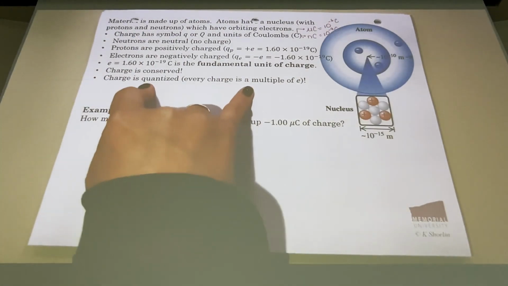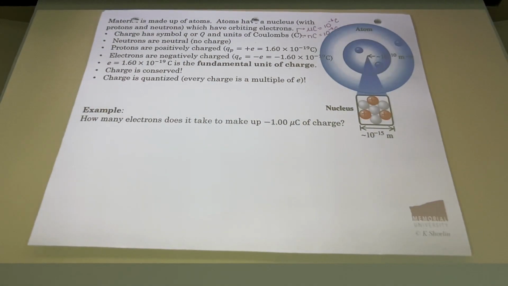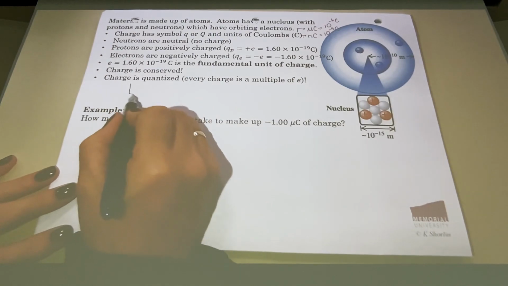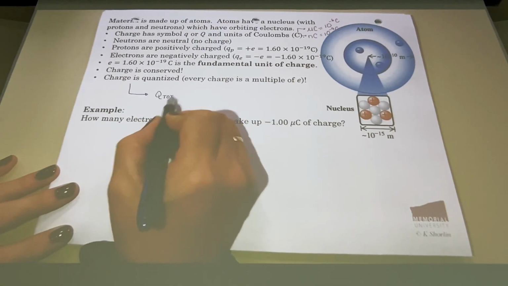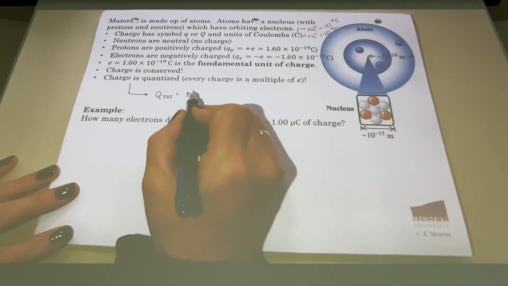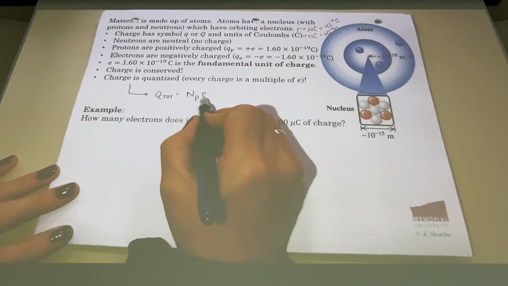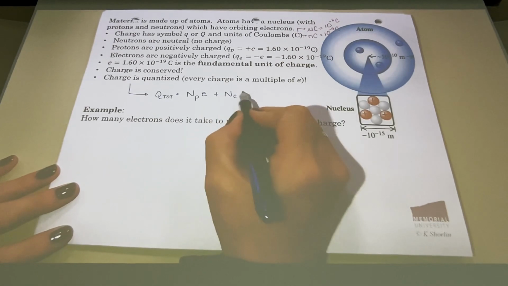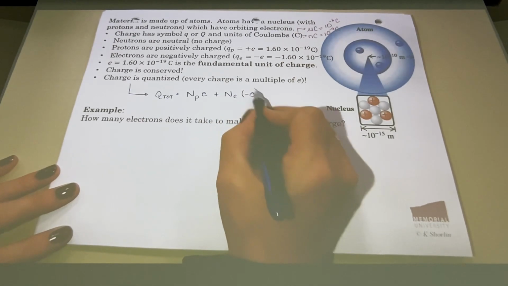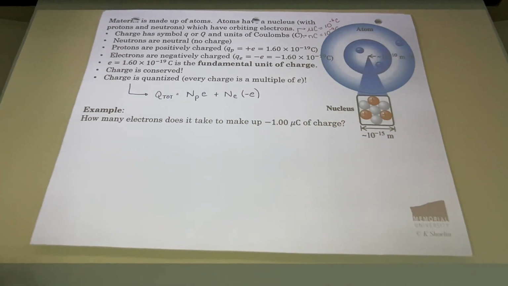So to put an equation with this bit that charge is quantized, this is not something we're going to use a whole lot. I might have one question on the assignment. We would say that total charge is the number of protons times the charge on a proton, which is plus e, plus the number of electrons times the charge on an electron, which is minus e. So this would be an equation to calculate the total charge on something.